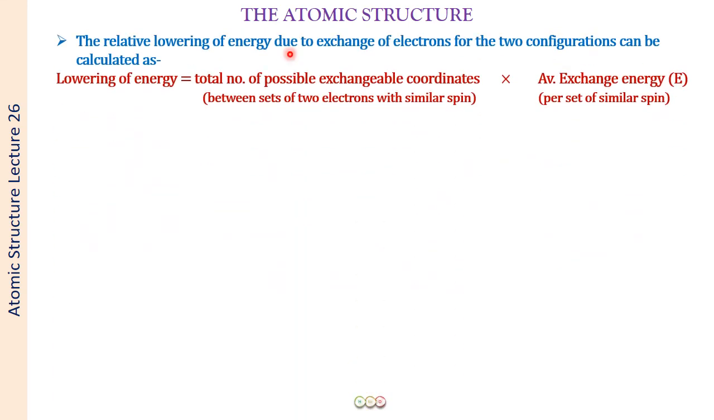The relative lowering of energy due to exchange of electrons for the two configurations can be calculated as: lowering of energy is equal to the total number of possible exchanges between the set of two electrons with similar spin, into the average exchange energy. So the more the total number of possible exchanges, the more the lowering of energy, and that is going to cause greater stability of that atom.